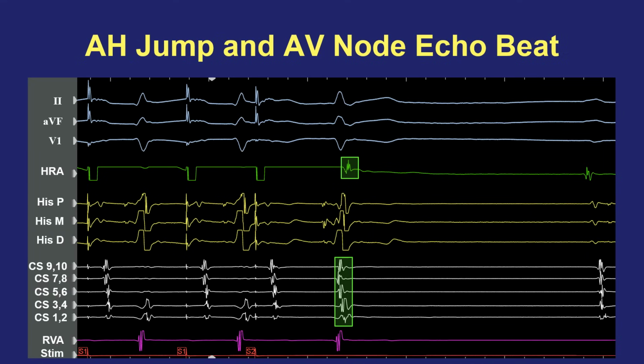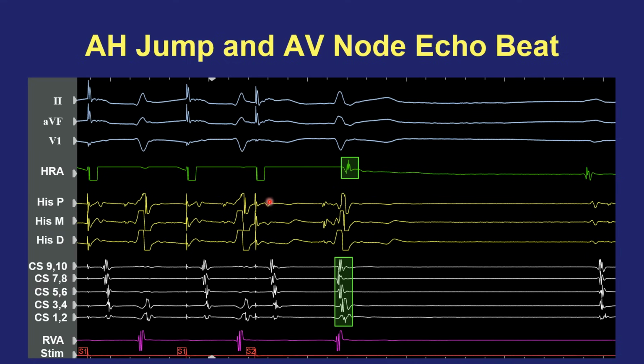Another atrial electrogram that is kind of right on top of the narrow conducted QRS. And where did this atrial event come from? There is a P wave there. You can probably see a little retrograde P wave peeking out in AVF from just after the QRS. That is that AV node echo beat.